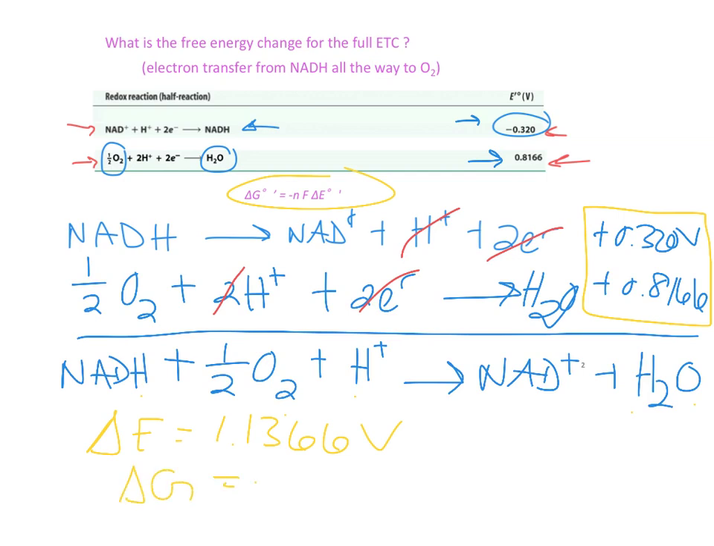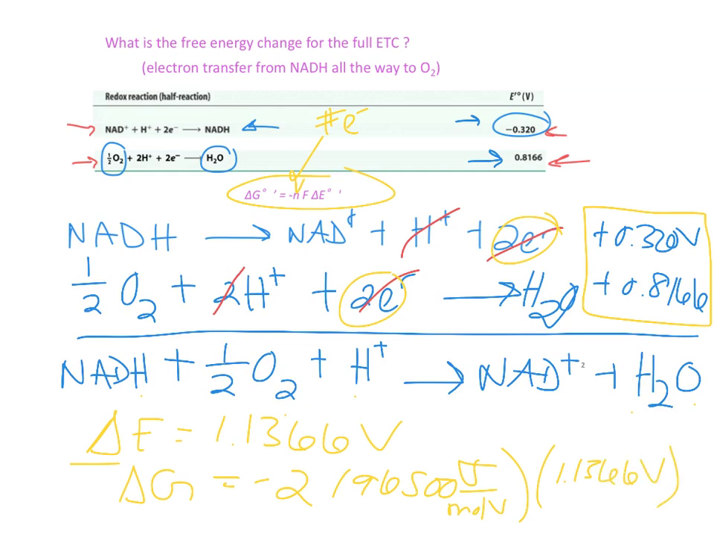So delta G equals negative n, where n is the number of electrons. The negative in front of the n is accounting for the sign on an electron, so that it's negative. So I'm going to put 2 in here because I moved 2 electrons. You don't add the electrons up together, it's just 2 electrons moved from NADH to oxygen. F is Faraday's constant, 96500 joules per mole per volt.